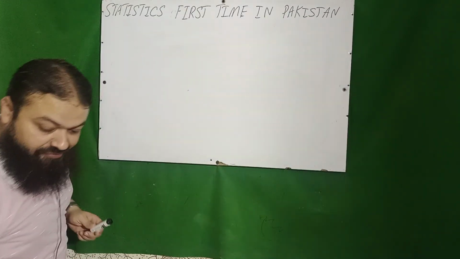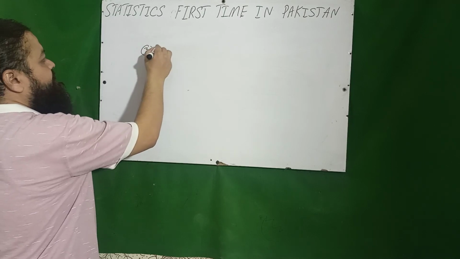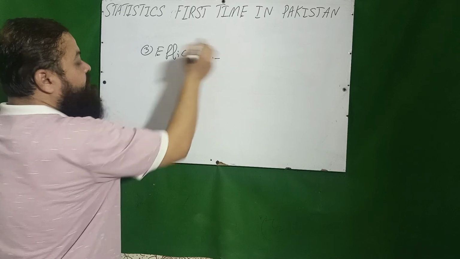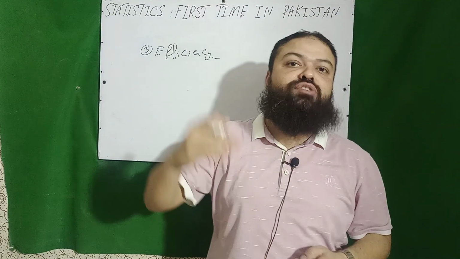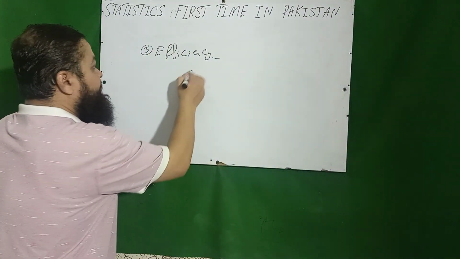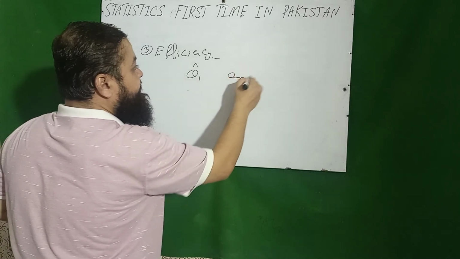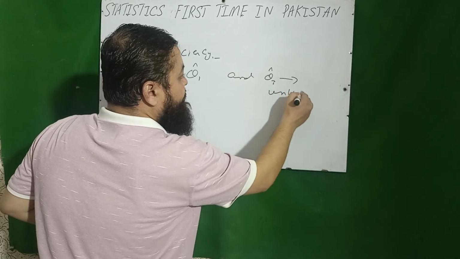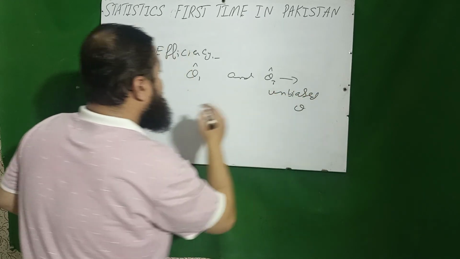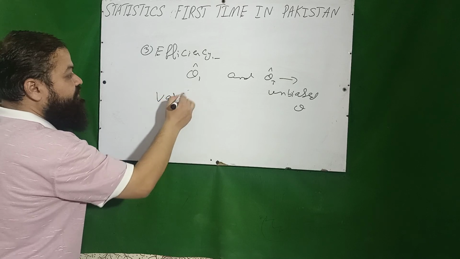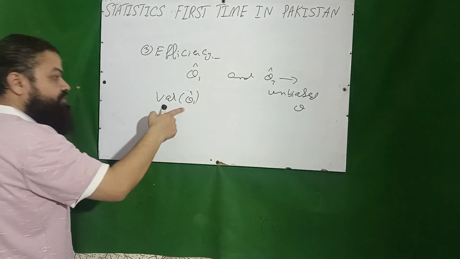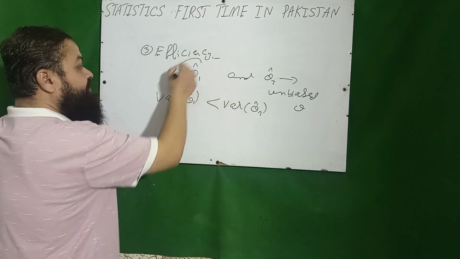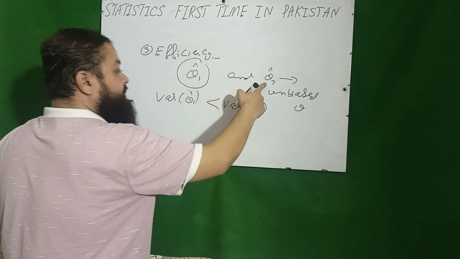Then the third one is efficiency. If we have 2 unbiased estimators of the population parameter, for example theta 1 cap and theta 2 cap, both are the unbiased estimators of theta, then for efficiency, the variance of theta 1 cap, that is a very important question, should be less than the variance of theta 2 cap. Then theta 1 is more efficient as compared to theta 2.